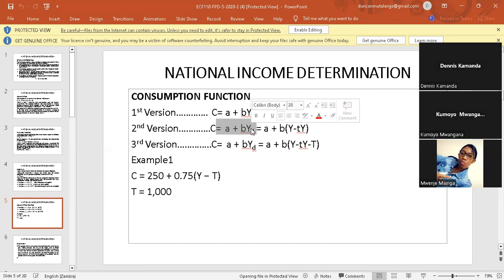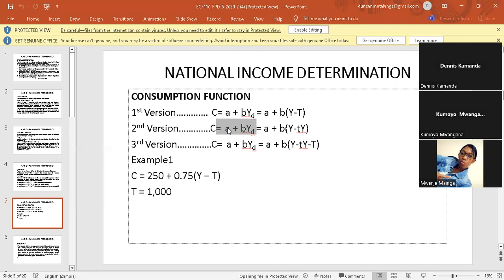So we have our A, isn't it? From our C there, they've told us that C is equal to 3,000. So that 3,000 is representing our A. But what I'm saying is that we need to write it in this format, A plus B YD. So what is our B there? It's our MPC, isn't it?